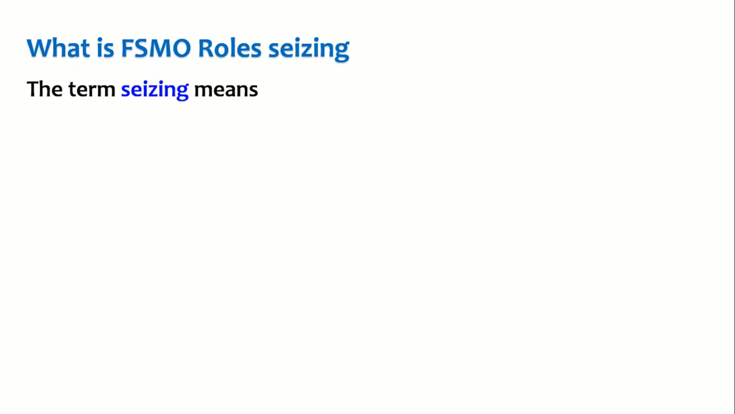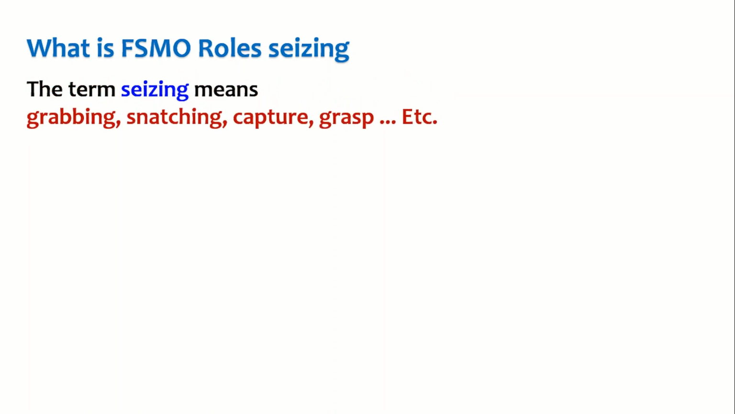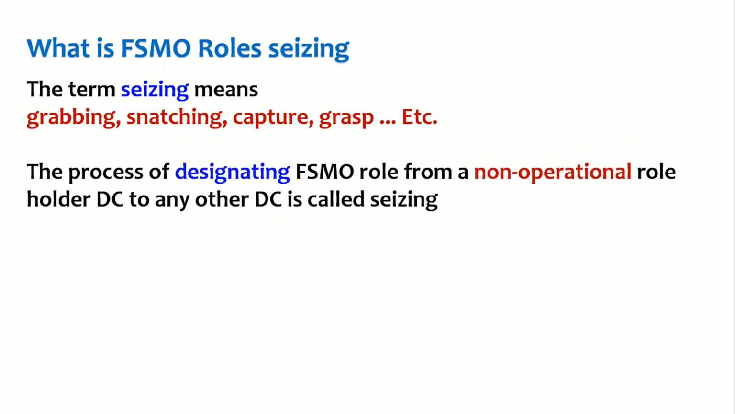The term seizing means grabbing, snatching, capture, or grasp. In the world of Active Directory, the process of designating an FSMO role from a non-operational role holder to any other domain controller is called FSMO seizing. If a domain controller which holds any FSMO role is dead or non-operational, we won't be able to transfer the role, because to transfer FSMO roles we require the source domain controller and the destination domain controller to be up and running. But here, the source domain controller is dead, so we won't be able to transfer. Instead, we need to seize the role.